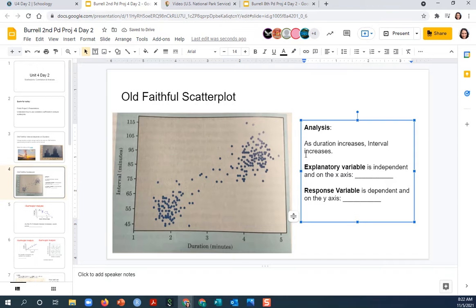And then you should also know vocabulary for variables in statistics. The independent variable on the x-axis is called the explanatory variable. So in this case, what's the explanatory variable? Duration, very good. The response variable is the dependent variable. It's on the y-axis, and this time it's called interval. Good. Okay. Questions?